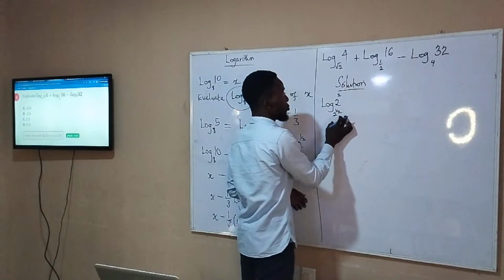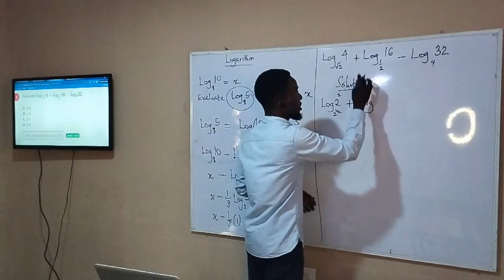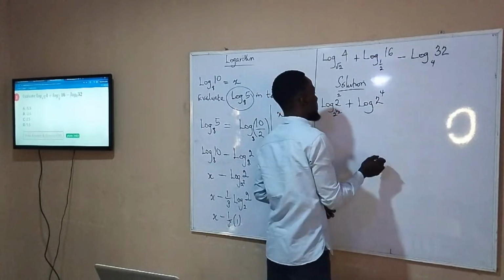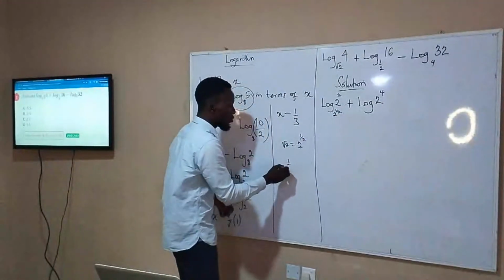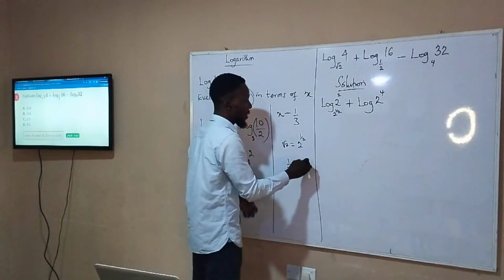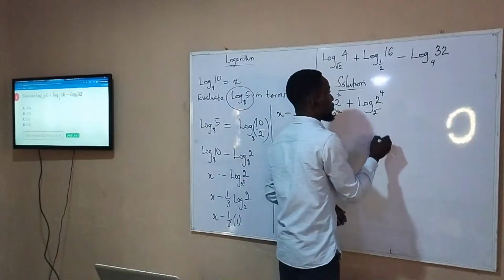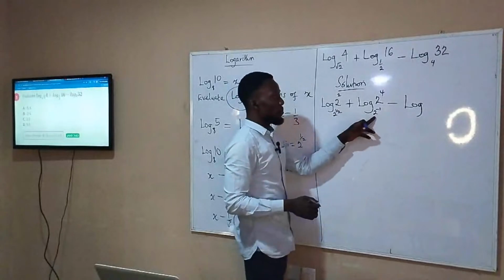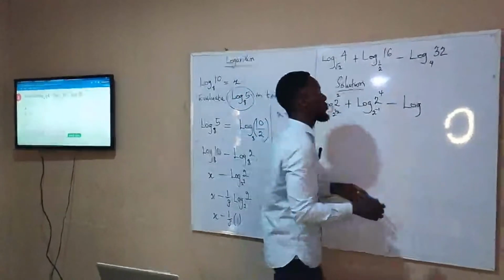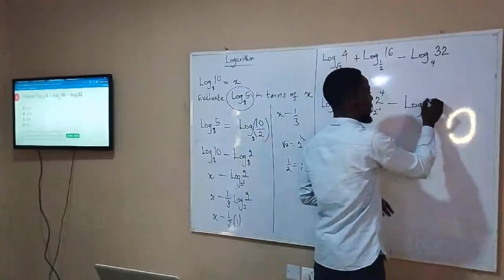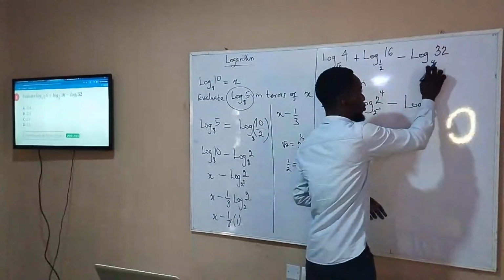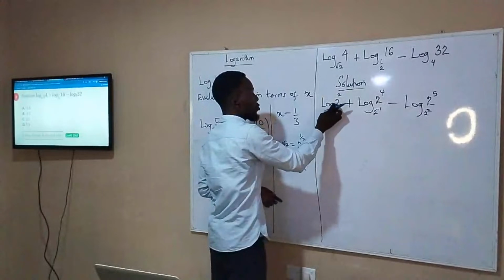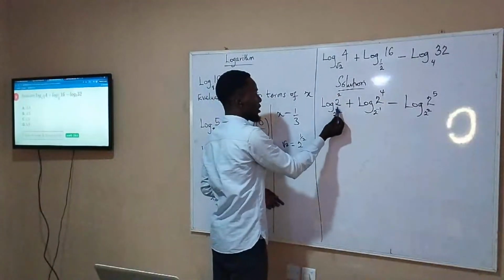Plus log 16, which is 2 raised to power 4, base 1 over 2. Whenever you have 1 over 2 like this, you can write it as 2 raised to power minus 1, minus log 32, which is 2 raised to power 5, base 2 raised to power 2. Everything is now 2 raised to something, so life is easy this way. We bring the exponent of the argument here and the inverse of the exponent of the base here.